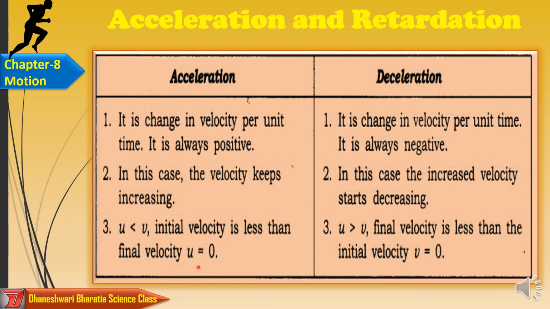U is equal to 0. That is, जब हम स्टार्ट करते हैं दैट टाइम हमारी वेलोसिटी ज़ीरो होती है. ओके, जब घर से आप स्टार्ट करते हो या फिर एनी स्टार्टिंग पॉइंट, द वेलोसिटी, इनिशियल वेलोसिटी विल बी ज़ीरो. Okay, whereas in case of deceleration the final velocity is less than the initial velocity.